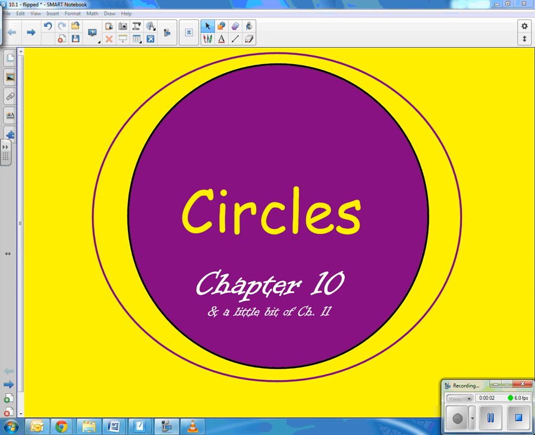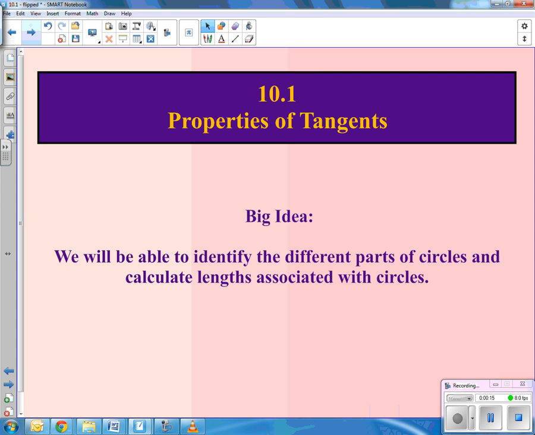Welcome to our unit on circles. This unit is going to cover all of Chapter 10 and a little bit of Chapter 11, which goes into a few more properties for circles that we're going to need to know. We're going to start with Section 10.1, which is properties of tangents.